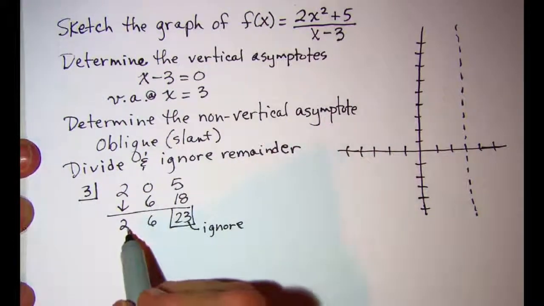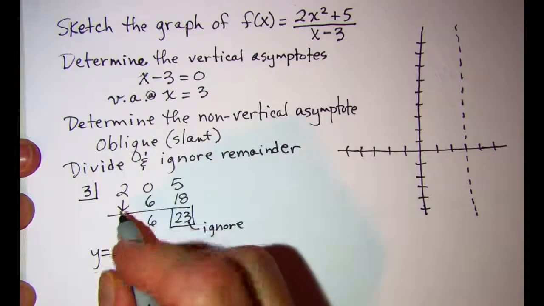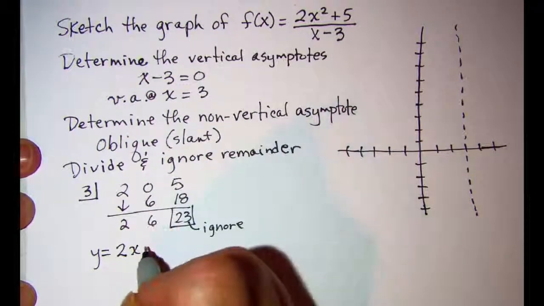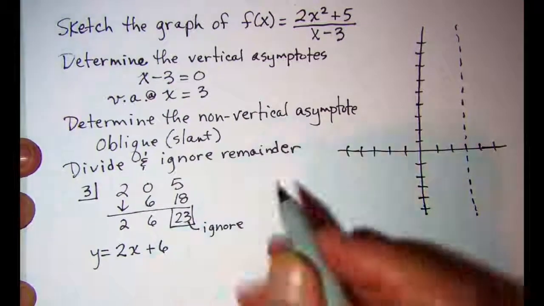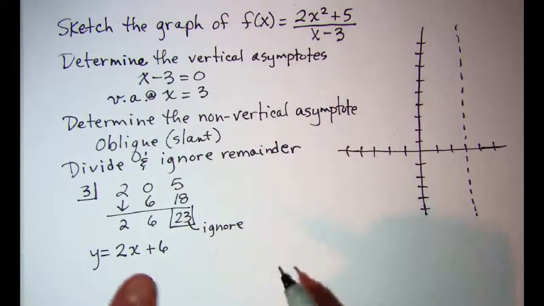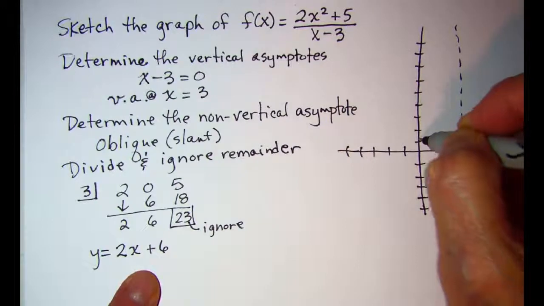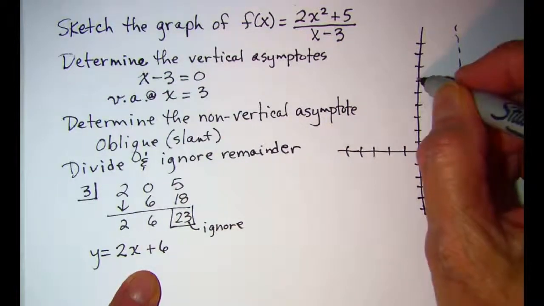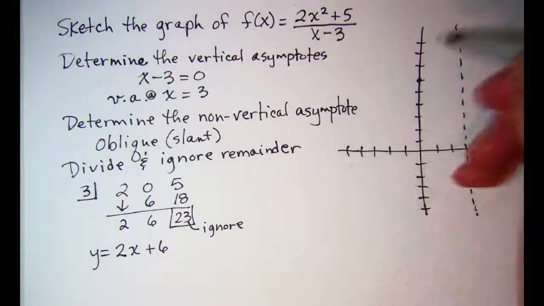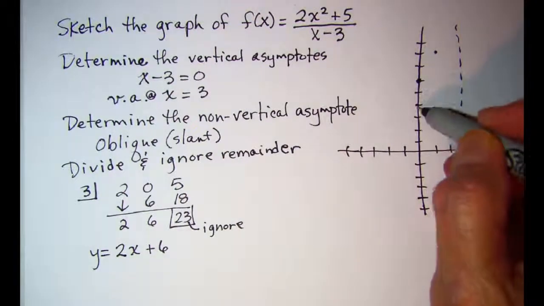So if I put my variables back in, it looks like y equals 2 times, let's see, this was second degree, so this will be first degree. 2x plus 6 is my oblique asymptote. Now this is just a line with a y-intercept of 6. So 1, 2, 3, 4, 5, 6. And slope of 2. So up 2 and right 1, or down 2 and left 1.